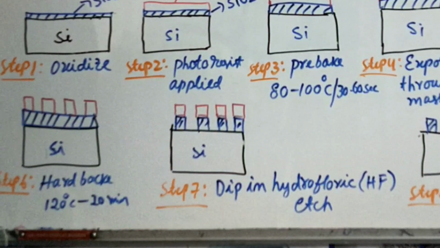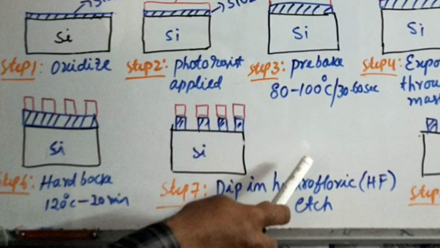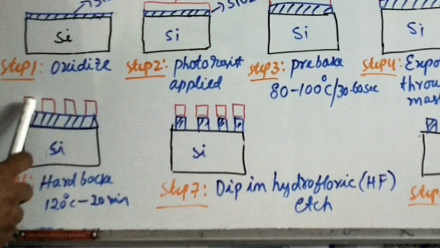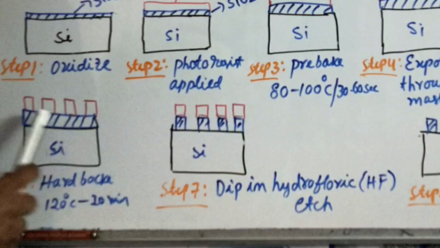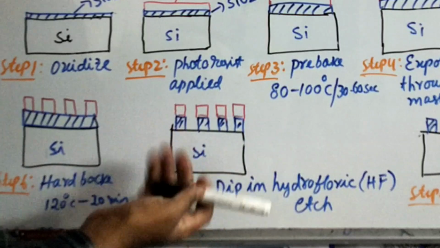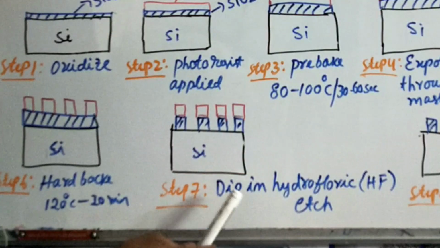Step number 7 is very important. It is called the etching process. In the etching process we have to use some type of chemical like hydrofluoric acid, that is HF. Where the PR material remains below, it stays. In the gap, the material is taken out by etching. That process is called etching. So the etching material is also somewhat important.